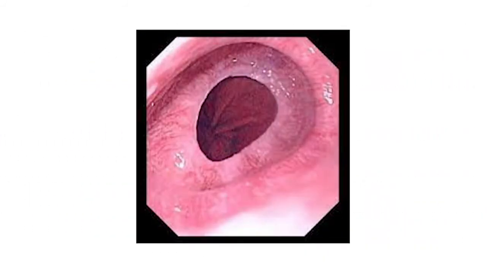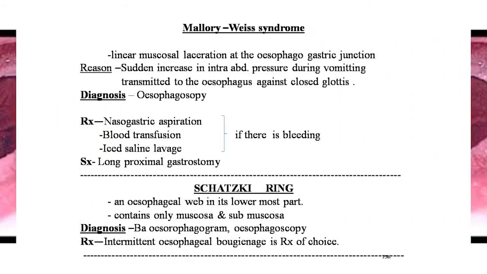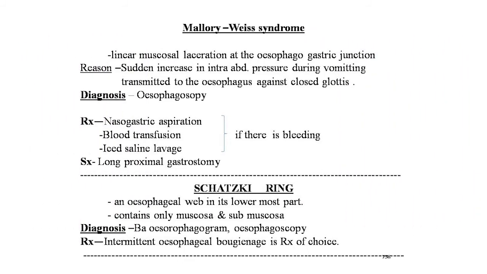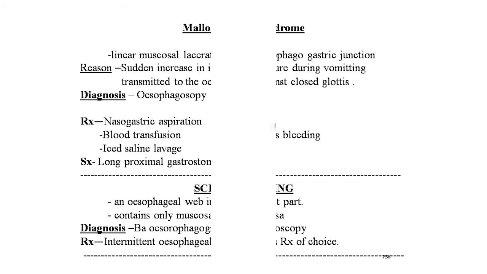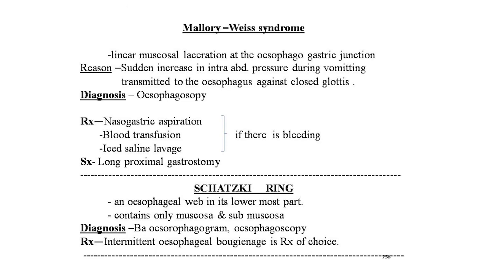Schatzki ring is an esophageal web in its lowermost part. Means Plummer-Vinson syndrome is in the esophageal upper part and Schatzki ring in the lowermost part of the esophagus. Contains only mucosa and submucosa. Diagnosis is made by barium esophagogram, esophagoscopy. Treatment is intermittent esophageal bougienage, the treatment of choice.